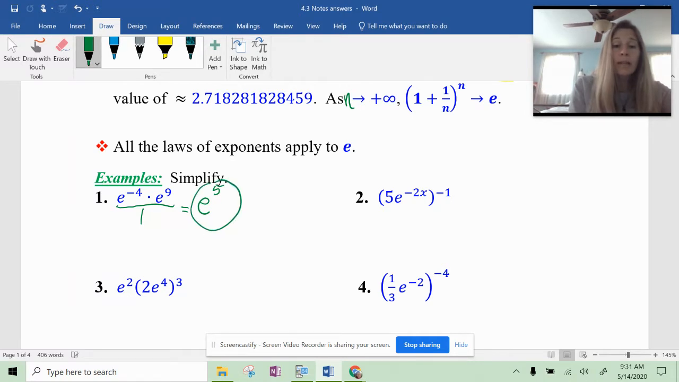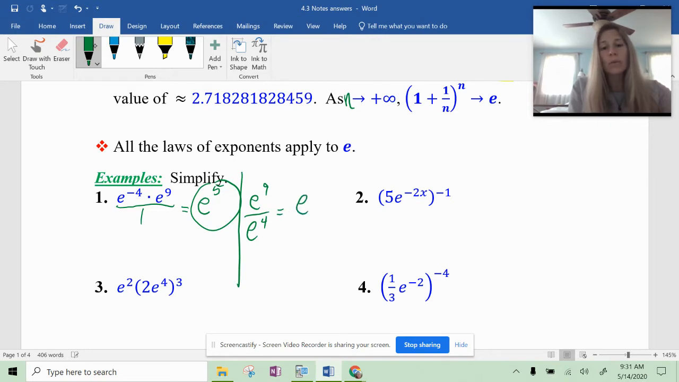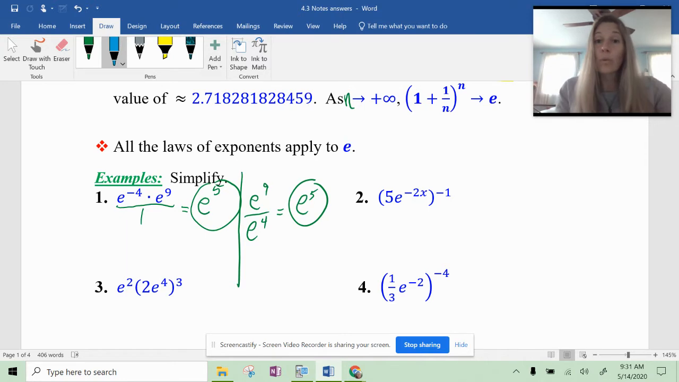Another option for getting that is, remember, when you have a negative exponent, you can move it to the bottom. So another option for this problem would have been to move the e to the 4th to the bottom and make it positive, and then you would subtract those exponents, still getting e to the 5th. So again, same exponent rules that we did earlier in the year.